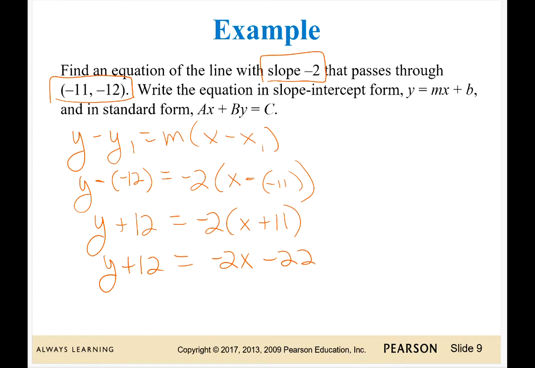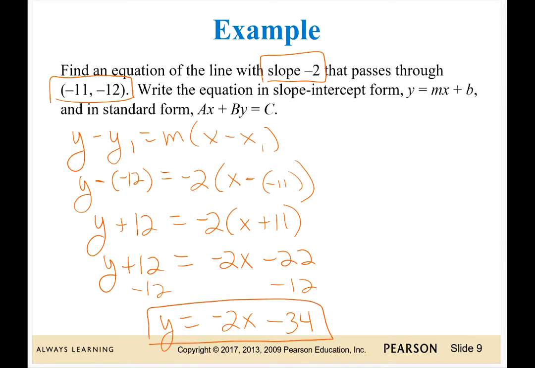All right, so I've used the distributive property to get rid of the parentheses. If you want to go into slope-intercept form next, I probably would, because notice the y is by itself, so all I have to do is subtract 12 from both sides. So you get y equals -2x minus 34. So there is your slope-intercept form.